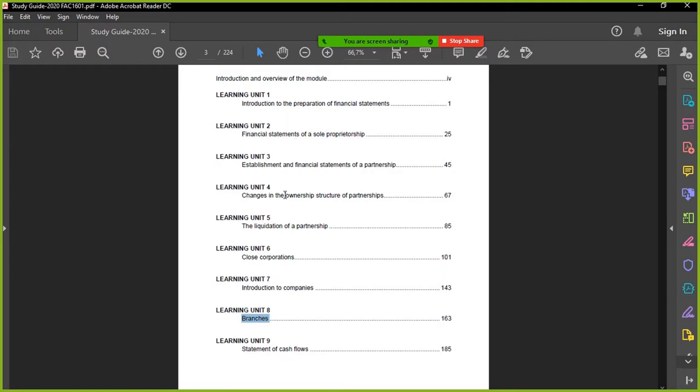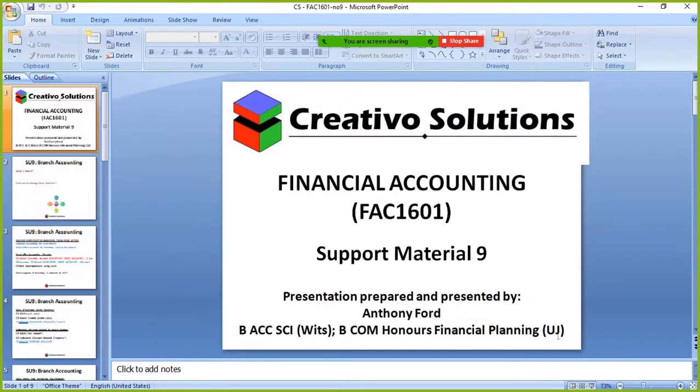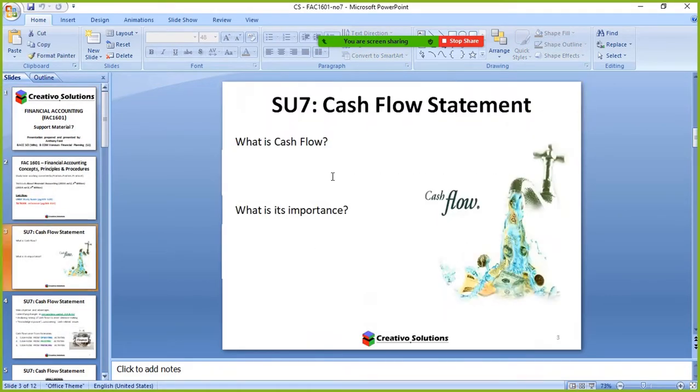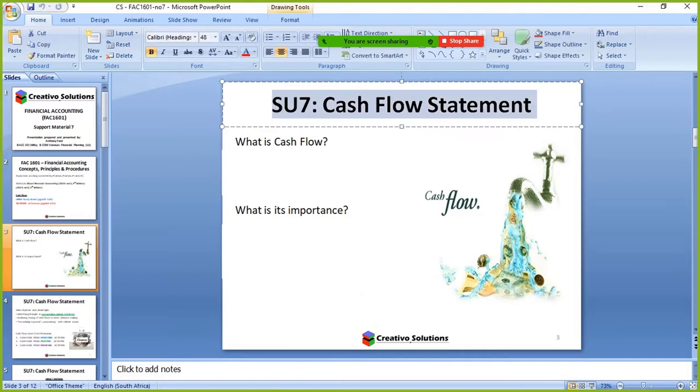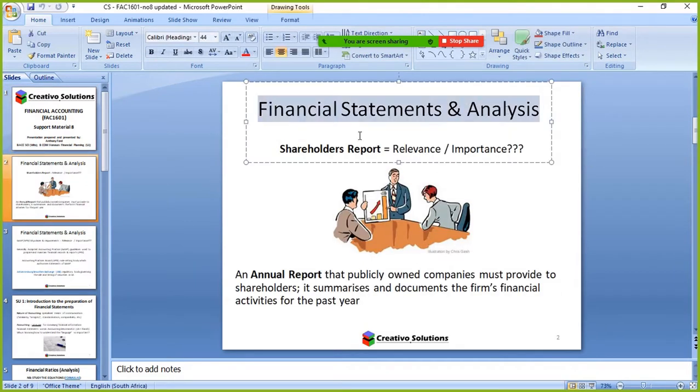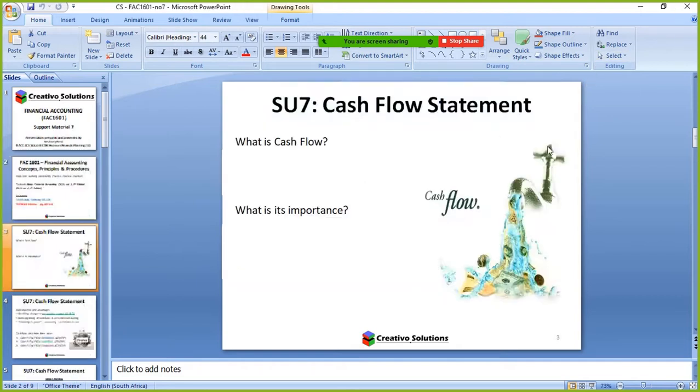Content wise, they've removed a few chapters actually. If you look at the actual notes, the Excel spreadsheets, we need to refer to the last set, study unit 9. This one is looking at branch accounting. They changed the numbering slightly. 7 is actually cash flow, so we'll come back to this one. And then 8 they've removed. This used to be part of 1601, but it's not part of it any longer. They've taken out the financial statement analysis. So we don't actually need that set of notes.